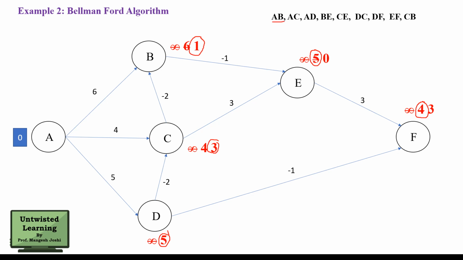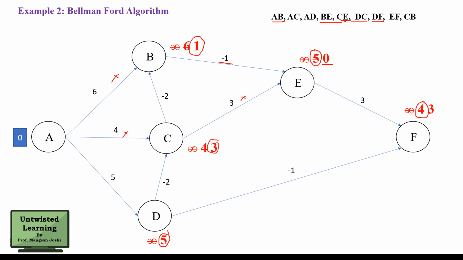AB, 0 plus 6. It is greater than 1, hence do not consider. Then AC, 0 plus 4, which is greater than 3, so do not consider. AD, 0 plus 5, it is already the same. BE, B to E, that is 1 minus 1, now it becomes 0. Now CE, 3 plus 3, 6, which is greater than 0, hence do not consider. DC, 5 minus 2, again the same value, which is 3.